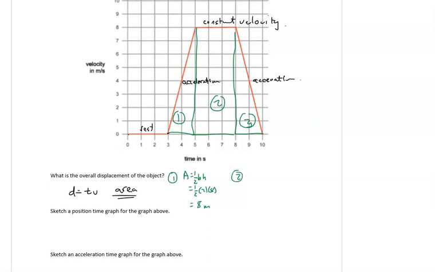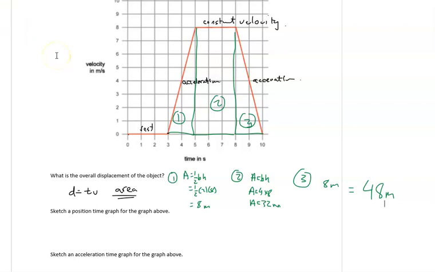Number 2 is a rectangle with a base of 4 and a height of 8. So A being 4 times 8, that gets you 32 meters. And part 3 is actually a reflection of part 1, and so it's 8 meters, where it's got a base of 2 and a height of 8, divided by 2 again. That gets you a total of 48 meters displacement over the 10 seconds. We took a look at each piece and added them together.